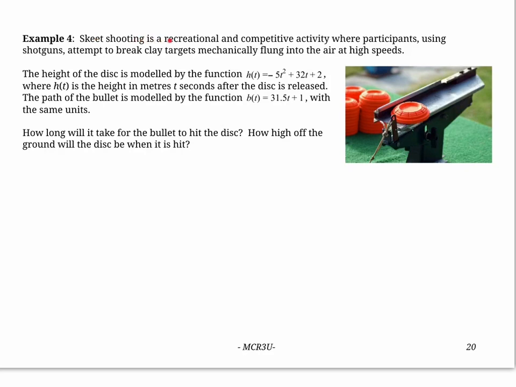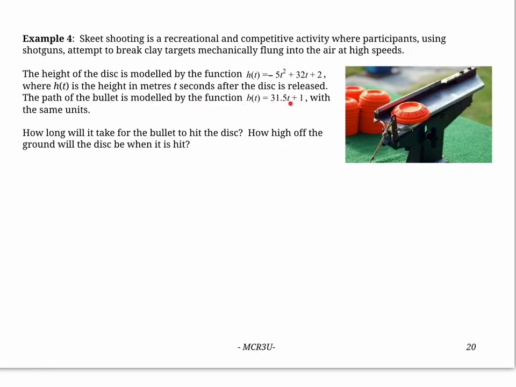It says skeet shooting is a recreational and competitive activity where participants use shotguns to attempt to break clay targets mechanically flung into the air. So here are the clay targets, and this little contraption is going to fling it into the air, and someone's going to try to shoot it down. The height of the disc is modeled by this function, and we know that this is a parabola because the degree is 2, where h of t is the height in meters t seconds after the disc is released. The path of the bullet is modeled by this function.